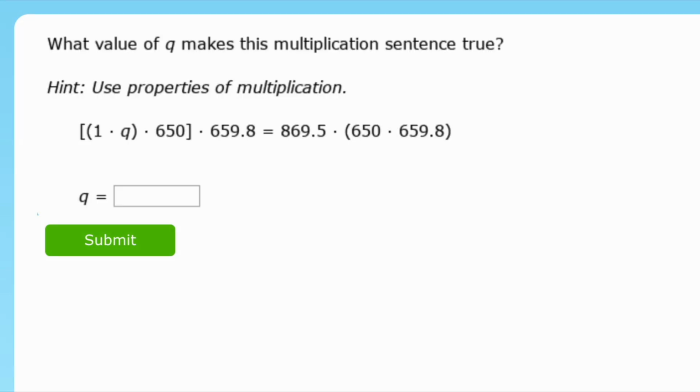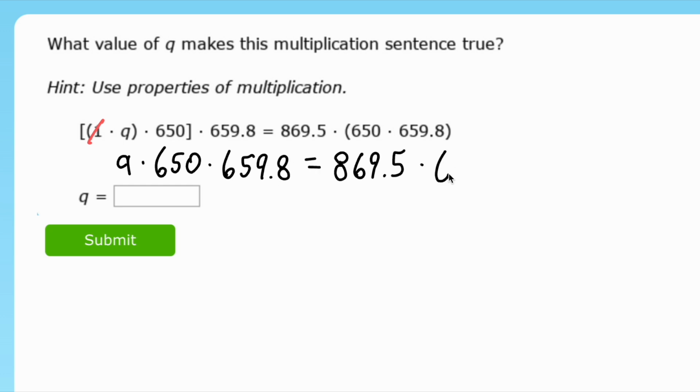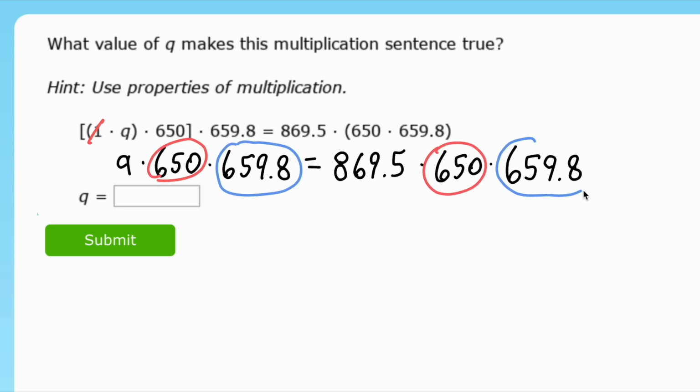Next, what value of q makes this multiplication sentence true? Hint, use properties of multiplication. Okay, so first we have 1 times q, and due to the identity property, that's just q. Then once you realize that the only operation we're using is multiplication, due to the associative property of multiplication, we can ignore the parentheses altogether. Now we just need to see which number is missing from the left side of the equation. Well, we have a 650 on both sides, we have a 659.8 on both sides, so the only missing number is 869.5, so that must be what q is.